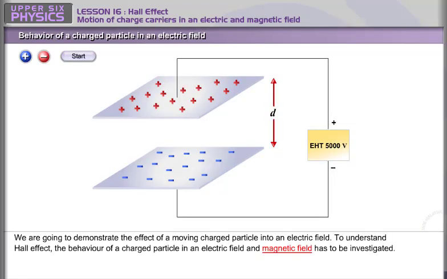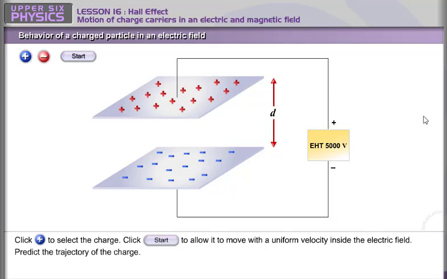We are going to demonstrate the effect of a moving charged particle in an electric field. To understand Hall effect, the behavior of a charged particle in an electric field and magnetic field has to be investigated. Click the positive charge button to select the charge. Click the Start button to allow it to move with a uniform velocity inside the electric field. Predict the trajectory of the charge.